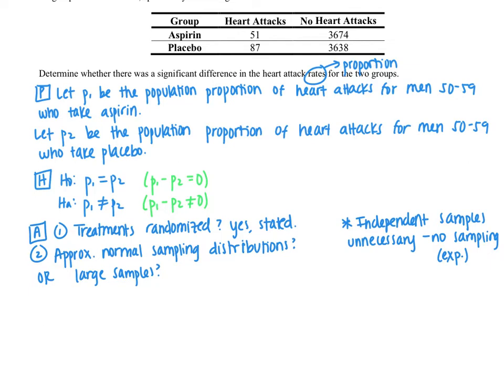Is it safe to say maybe we want to write this down? I'm going to just write this off to the side. Okay, when it was a one proportion hypothesis test, we did n times p is greater than or equal to 10, and n times 1 minus p is greater than or equal to 10.